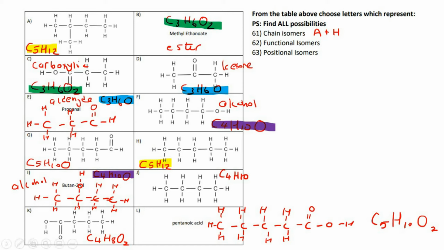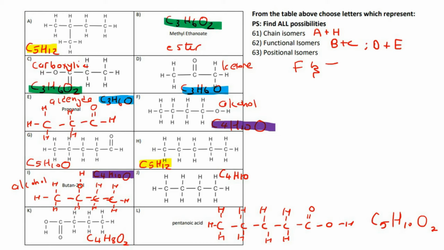Okay, now for functional isomers, these have to be different things. So for example, B and C are functional isomers because the one is an ester and the other is a carboxylic acid. And then D and E are also because the one is an aldehyde and the other one is a ketone. So we could say D plus E.